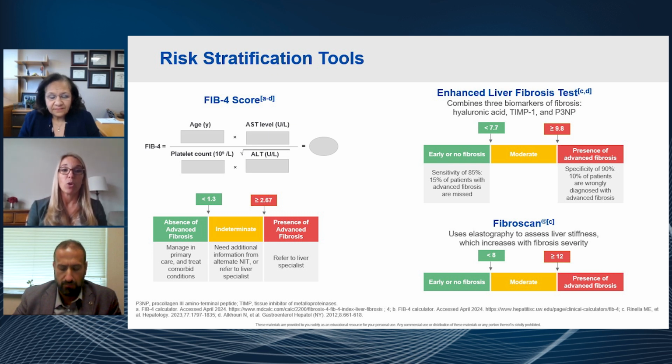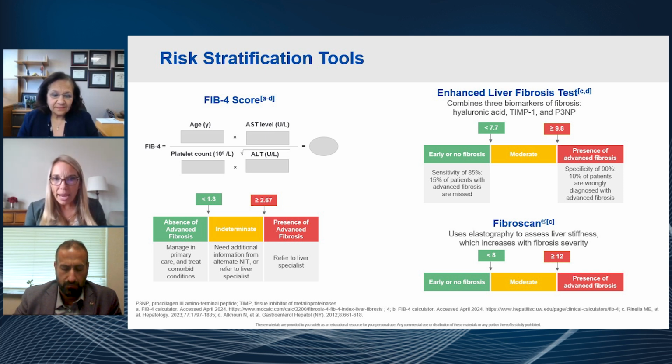We know that our patient did get a FibroScan, an elastography technique, and we see over here on the lower right, FibroScan. It uses elastography to assess liver stiffness, which increases with fibrosis severity. It's a propagated wave that goes through the liver, and the faster or slower that wave travels through the liver, the more or less stiffness or scarring it gives us a score. And we can see the differentiators here.